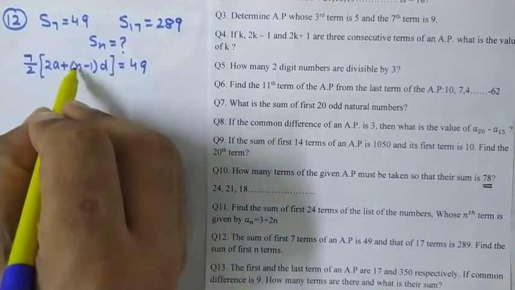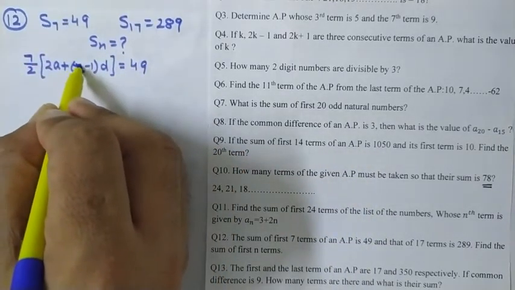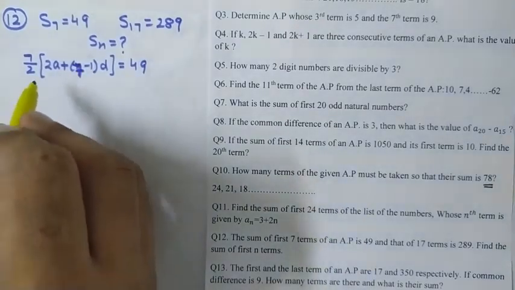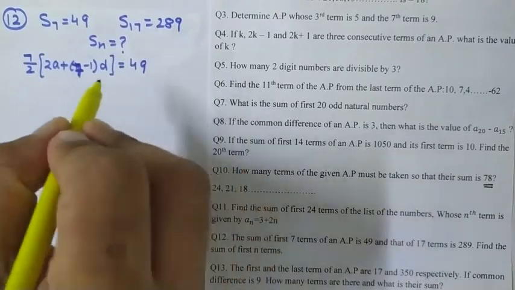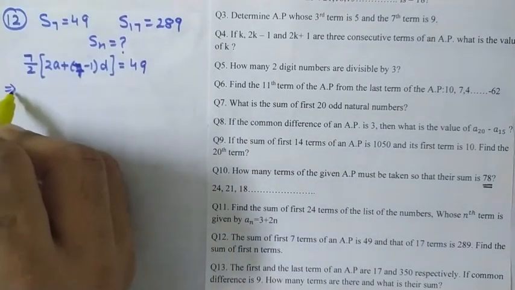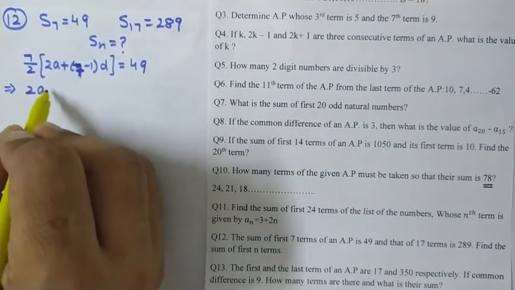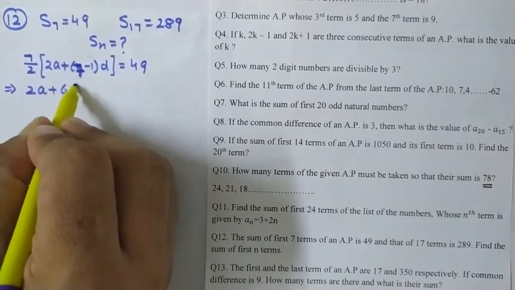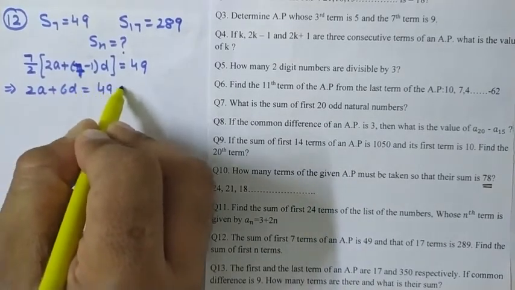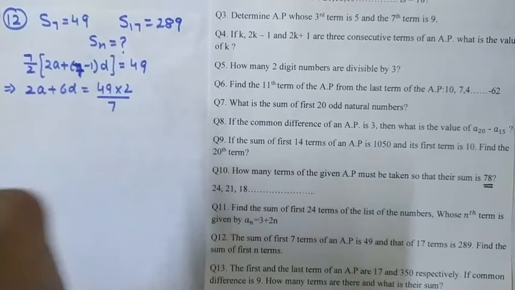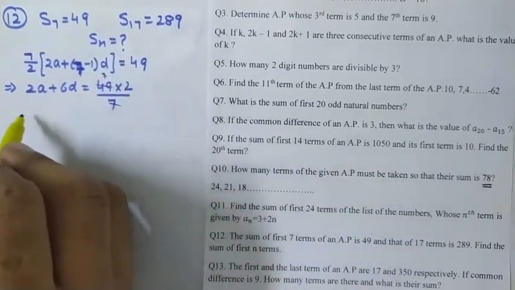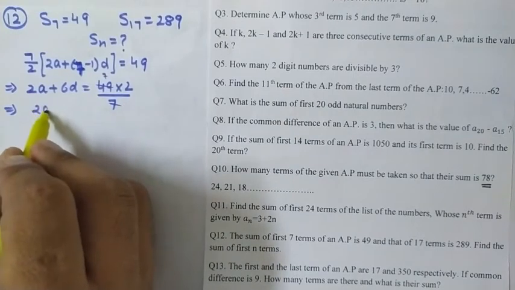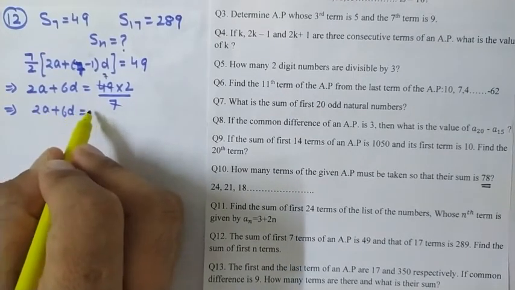So n is 7 here, you can fill n as 7 here, right? So 2 will go up and 7 will come down in the cross multiplication, and inside what is left? 2a plus 6d is equal to 49. 2 will come up and 7 will go down. 7 ones are 7, 7 sevens are 49. Okay, so see what is left: 2a plus 6d is equal to 14.